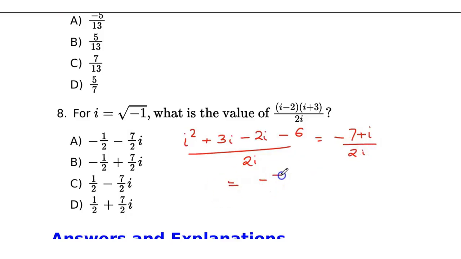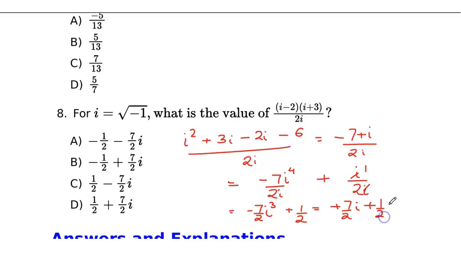Let's divide them. So negative 7 upon 2i plus i upon 2i. This i and i will be cancelled one time. Here we can write it as minus 7i to the power 4, because i to the power 4 is basically 1. So we'll get negative 7 by 2 i cube. i to the power 4 minus 1 plus 1 by 2. We know i cube is minus i. So minus into minus plus 7 by 2i plus 1 by 2. So the answer is 1 by 2 plus 7 by 2i. This is the answer.